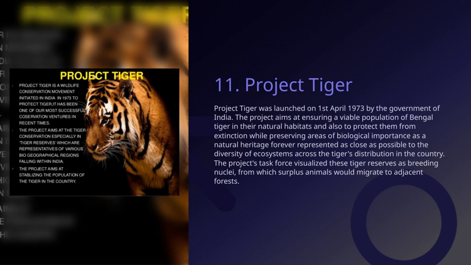but whole habitats. The task force behind Project Tiger envisioned these reserves as breeding nuclei, meaning they would serve as core areas where tigers could thrive and reproduce. From these strongholds, surplus animals would naturally migrate to neighboring forests, helping to expand and sustain tiger populations across regions. This approach ties into the broader theme of conservation, protecting biodiversity and ensuring ecological stability for future generations. It's about creating a sustainable environment where tigers and other species can coexist and flourish.